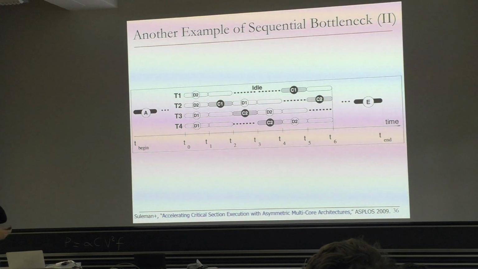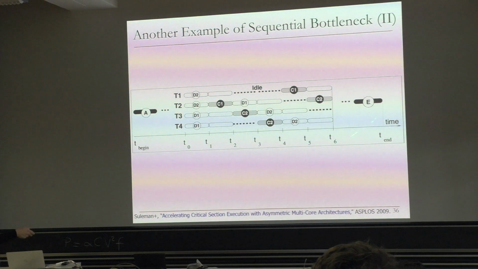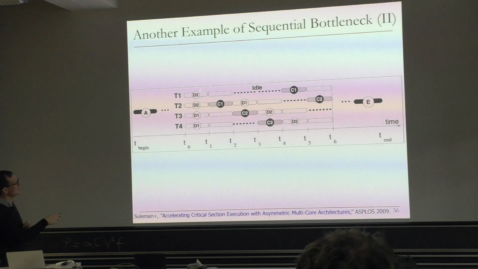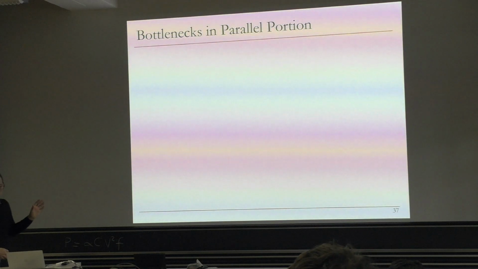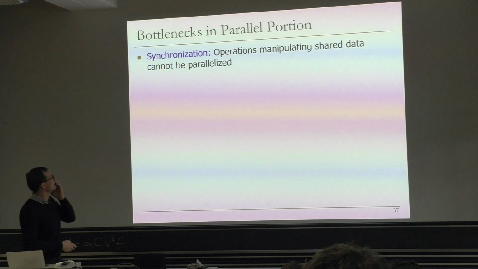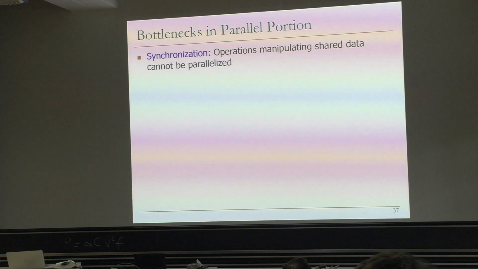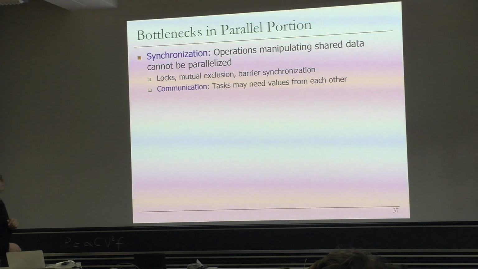Okay, so this is another example of the sequential bottleneck. Well illustrated, A and E. If these take 10% of your time, you're 90% parallelizable. And inside over here, you have other idleness that's going on. And we already discussed bottlenecks in the parallel portion. Let me go over this relatively quickly again. Synchronization: operations manipulating shared data cannot be parallelized. And you've seen many examples of this.